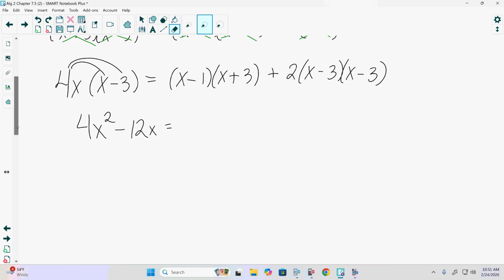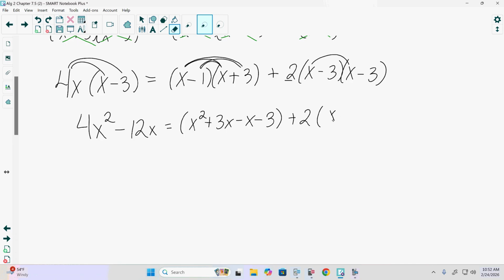Now we need to distribute or multiply our x minus 1 and x plus 3. So we can distribute the x first. X times x is going to be x squared. X times 3 is going to be positive 3x. Now we're going to multiply with our negative 1. Negative 1 times x is going to be negative x. And negative 1 times 3 is negative 3. Plus, we still have the 2 outside the second set of parentheses. We'll multiply it last because we're going to focus on the x minus 3 and x minus 3.